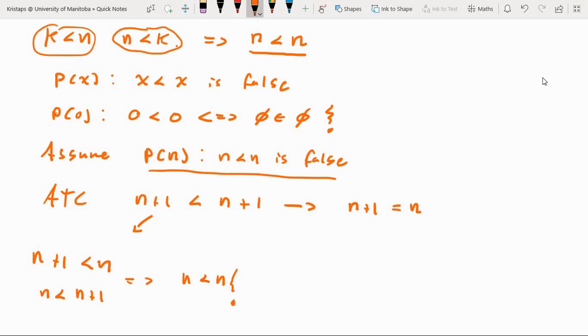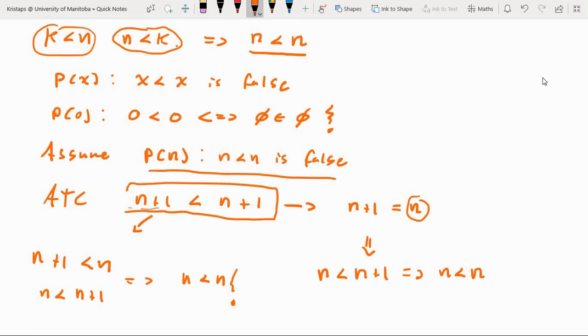So the statement is false in this case, and if n plus 1 were equal to n, then once again, we know that n is less than n plus 1, so this statement becomes that n is less than n once we substitute the n in here. And yet again, using our induction hypothesis, we know that this is false. So ultimately, we know that in any case, n plus 1 less than n plus 1 is false, and therefore the statement P of n plus 1 is true.